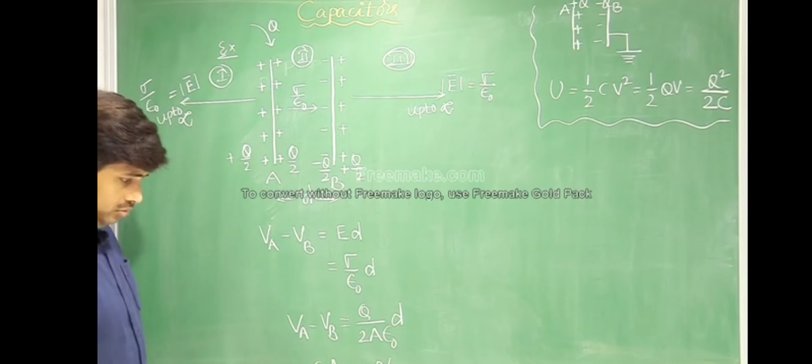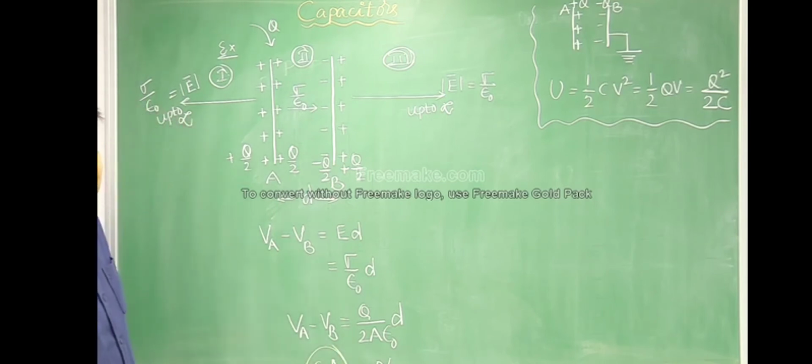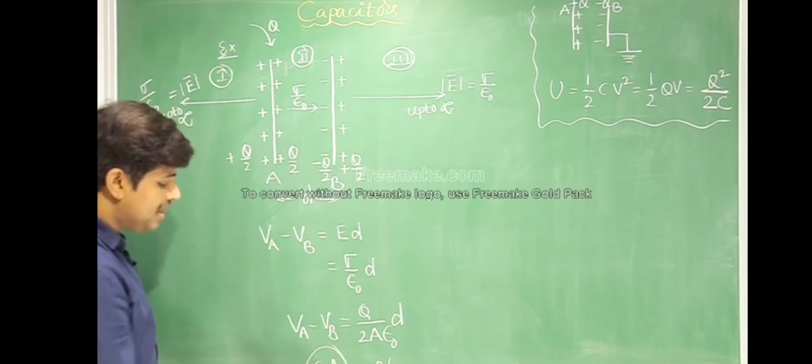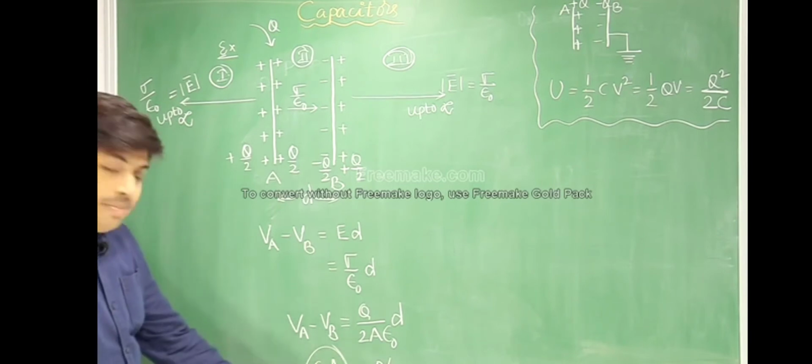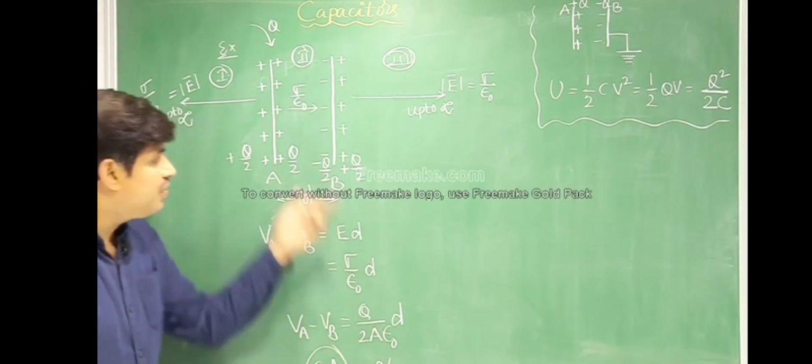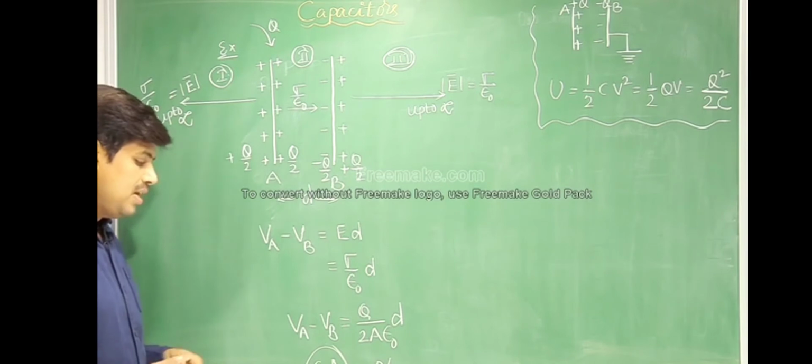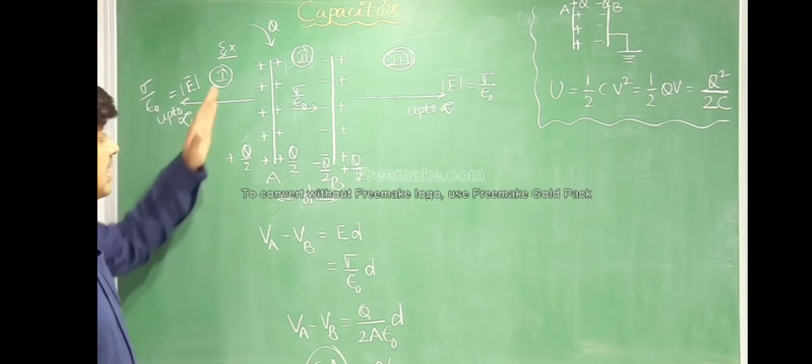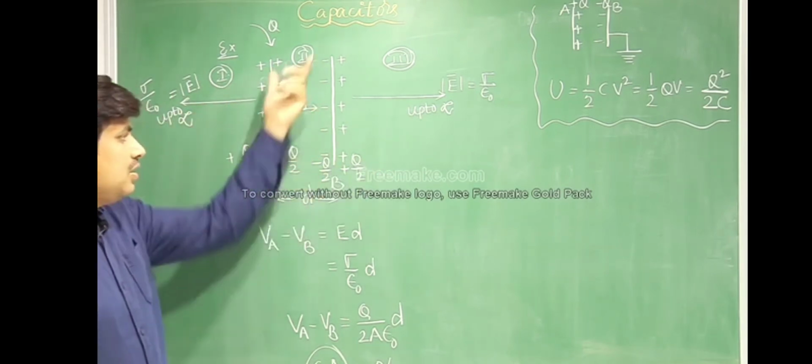So you can understand that this epsilon naught A by D is nothing but capacitance. The capacitance of this arrangement is epsilon naught A by D, which is nothing but Q by 2 divided by the potential difference between these two plates. You can understand in that manner. So this is the capacitance. Here capacitance cannot be applied in region 1 or in region 2. Capacitance is applied between these two plates.